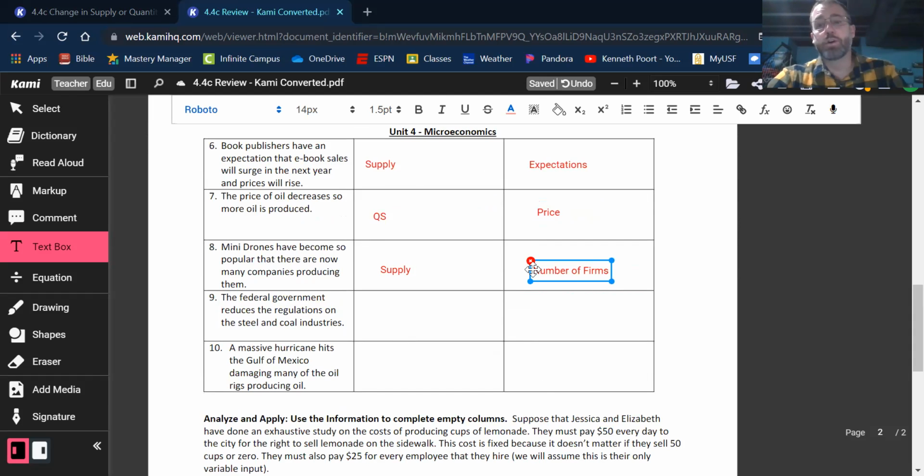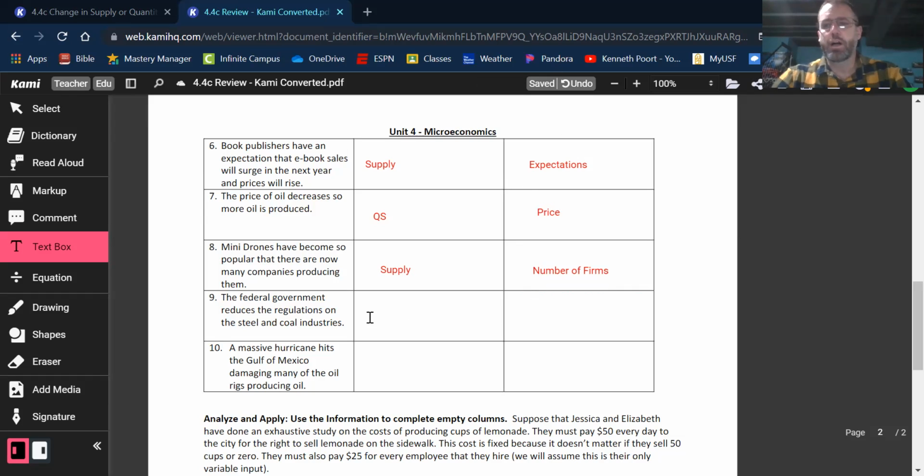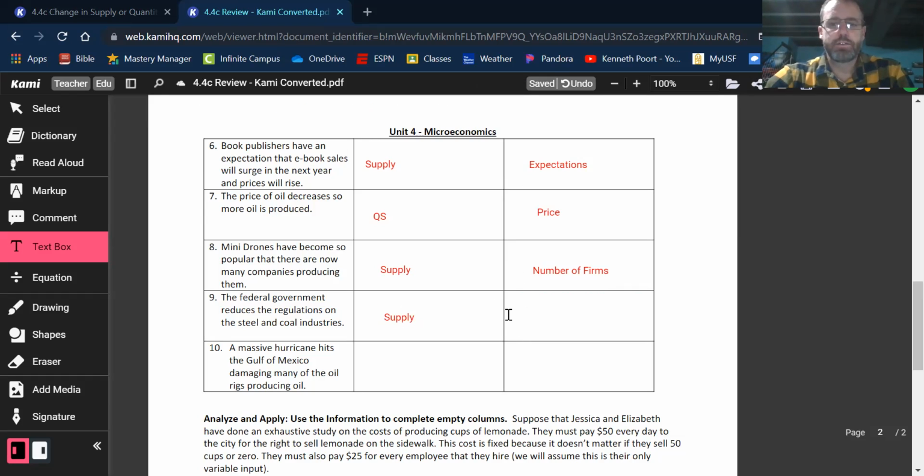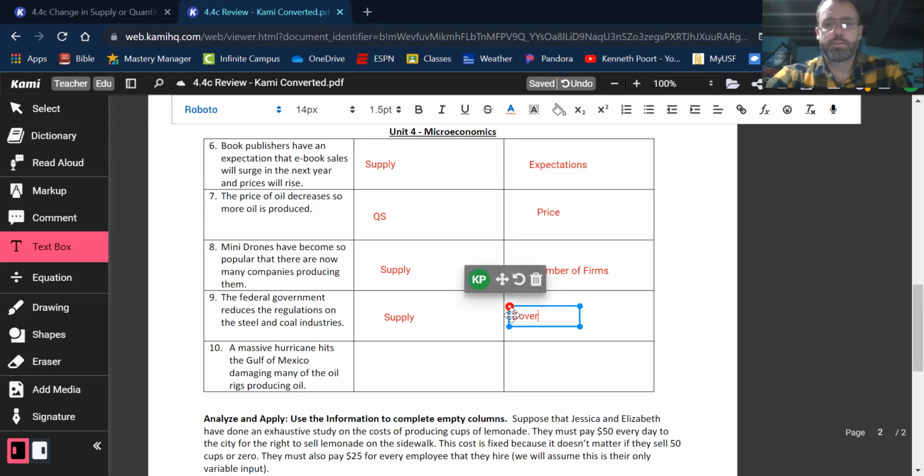All right, and if you didn't do the notes, guys, this column here is all from the notes, right? The different causes of change in supply. Federal government reduces regulations on steel and oil and coal industries. So this is a change in supply due to government policies. And our answer here is regulations.